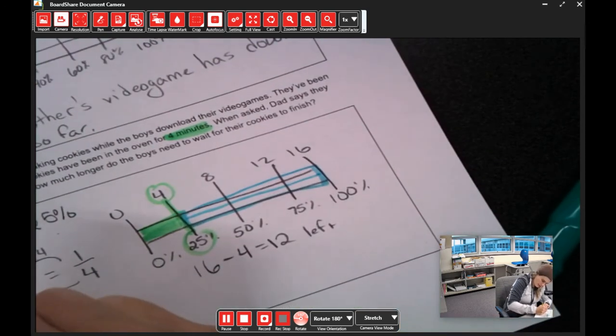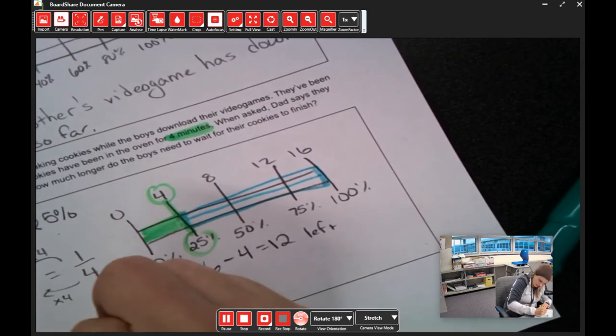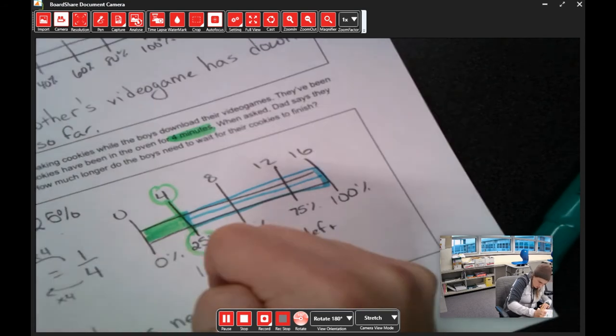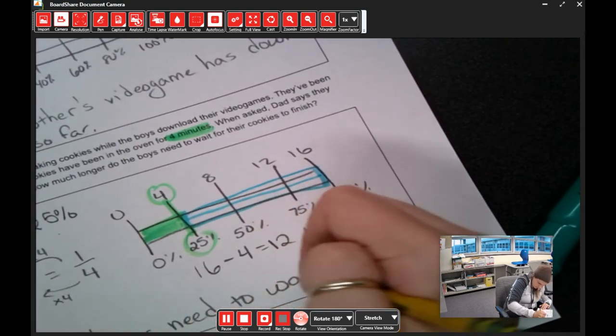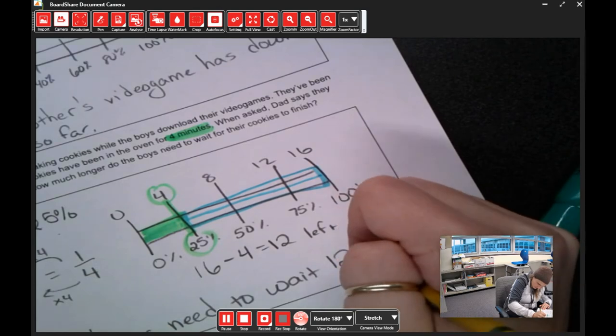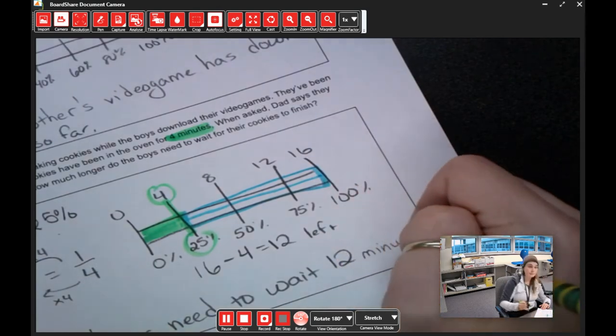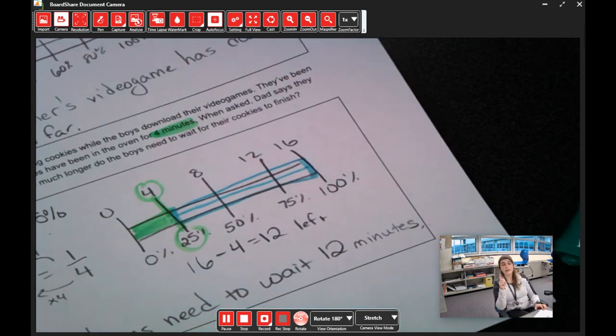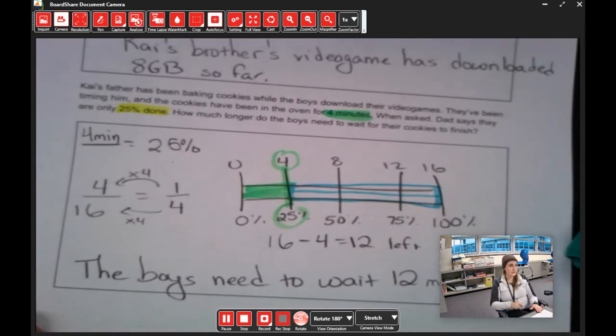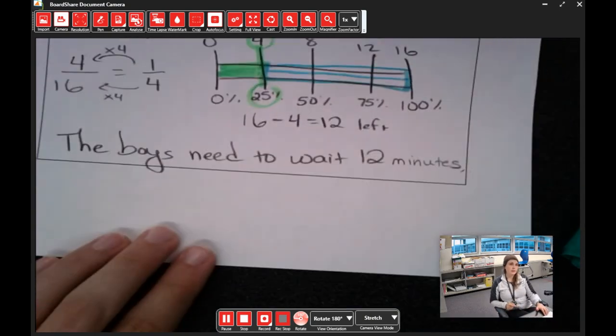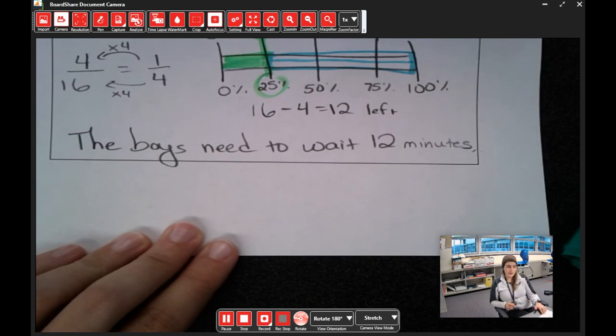The boys need to wait 12 minutes, period. And not just 12. Units are important. So there we have it.